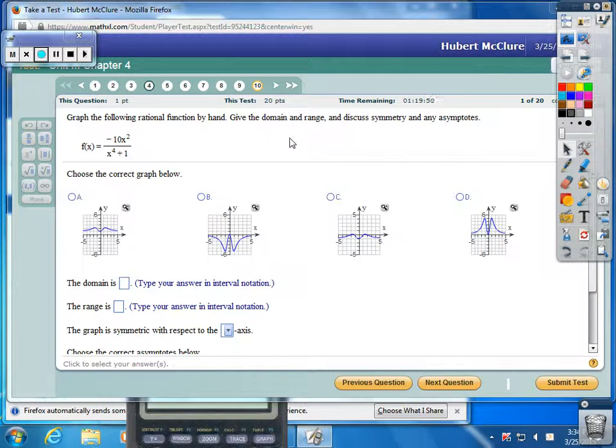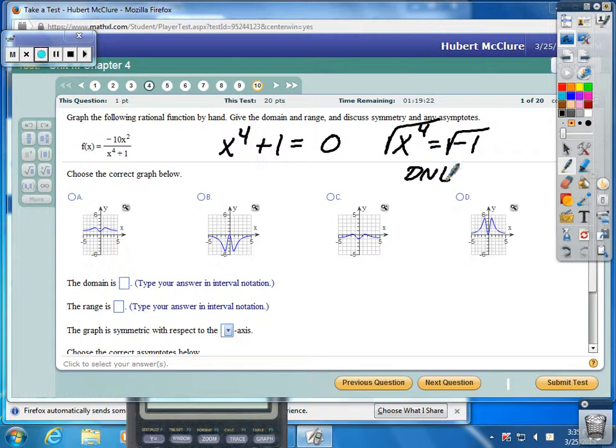Exactly. So your domain is, I'm looking to see. Okay, we got to figure it. I'm thinking out loud here. You've got x to the fourth plus 1 is equal to 0. X to the fourth is equal to negative 1, and take the square root of both. You can't do that, so that does not exist. So you better watch out with your domain here, because your domain is probably going to be all real numbers, because you have nothing. Is there anything that does not exist?